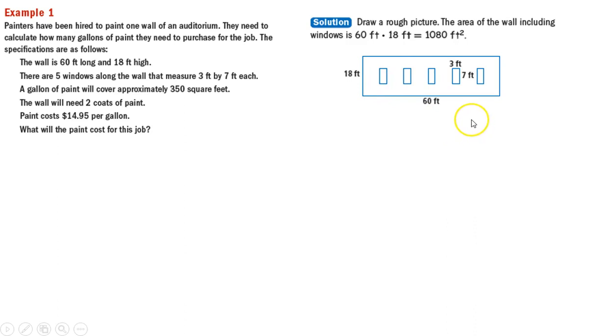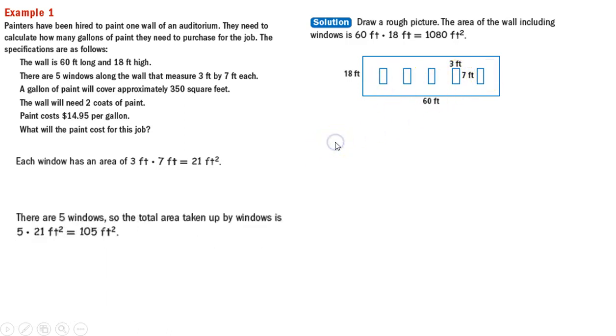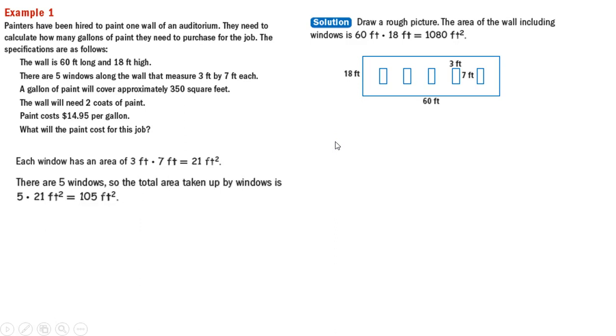Then what we're going to have to do is figure out the area of a window, which is going to be 21 feet squared. So the area of each of these windows is 21 square feet, and there are 5 of them, and they're all the same. Therefore, the area of the windows alone is 105 feet squared. Why is that important? Because we're not going to paint the windows.